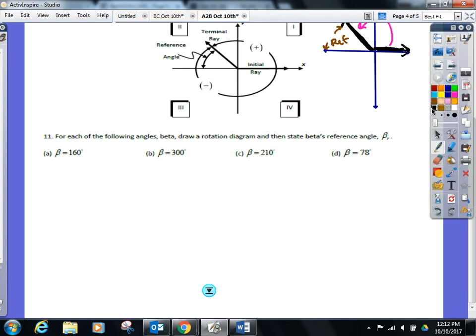Okay. So I have an angle of 160. All I want you to do, draw it for me. Draw it with the correct rotation arrow. 160 degrees, draw it in the proper place next to the closest axis. 160, that's all I need you to do is just draw that for me.